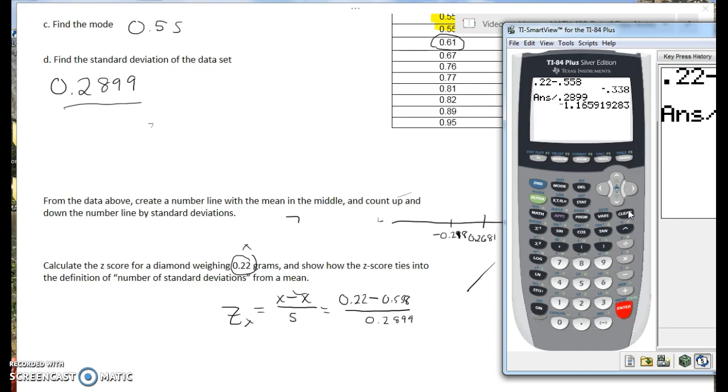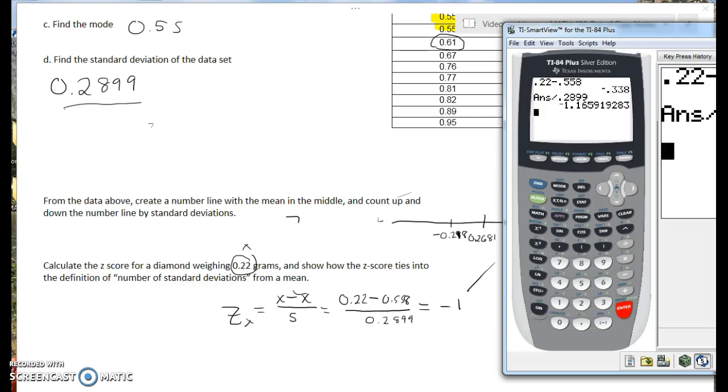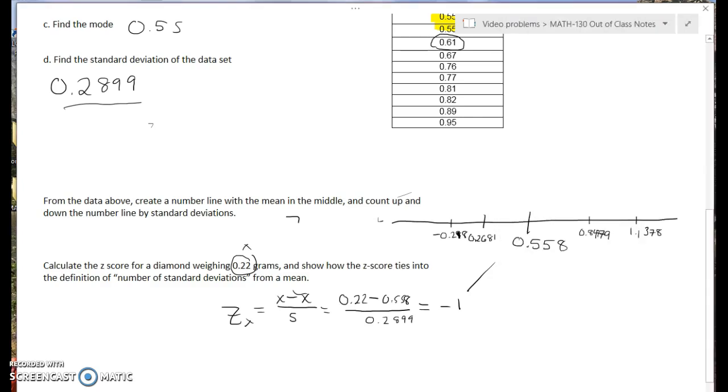And I get negative 1.17. All right, so how does this tie in to what we did up here?